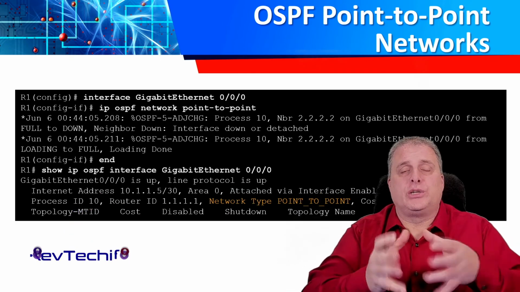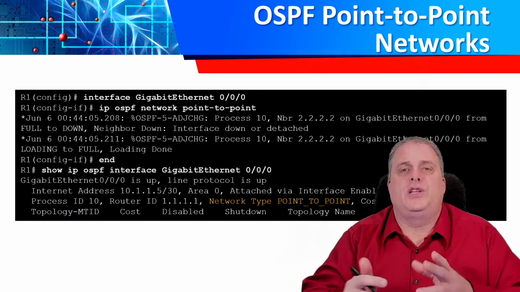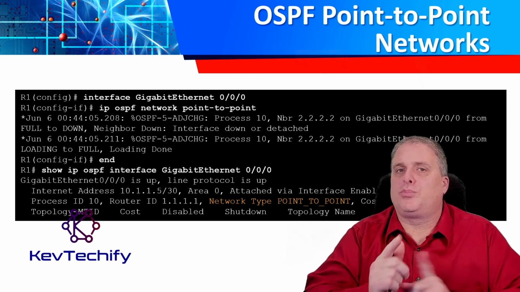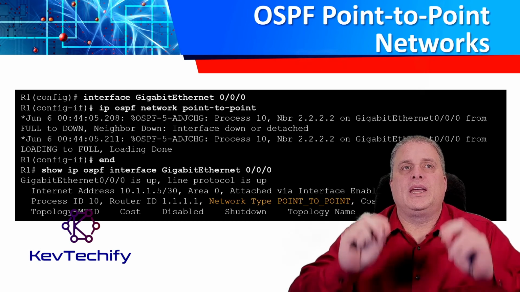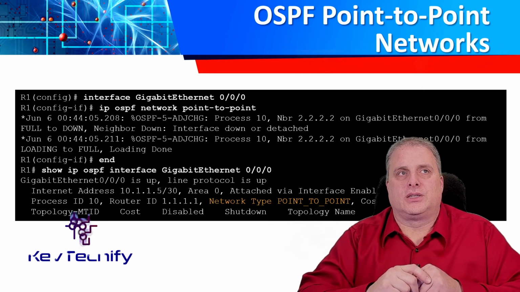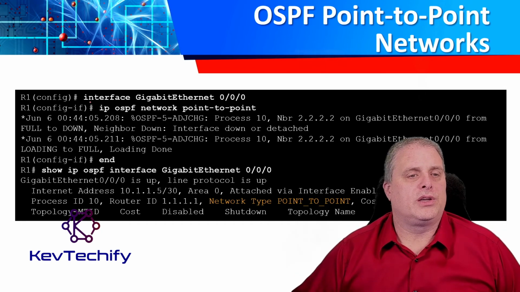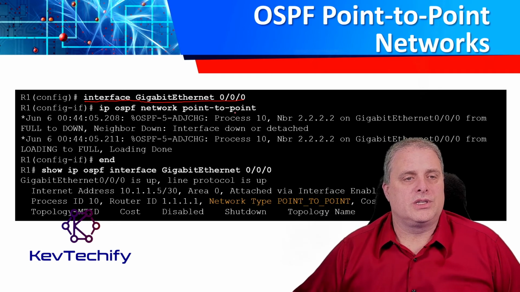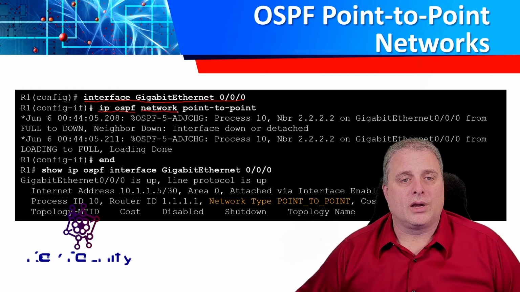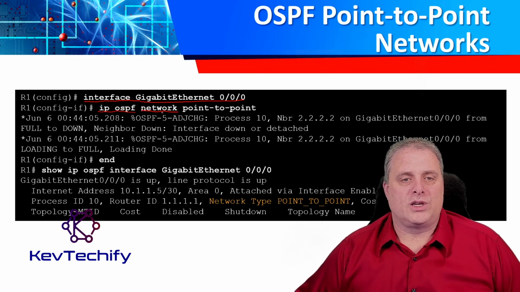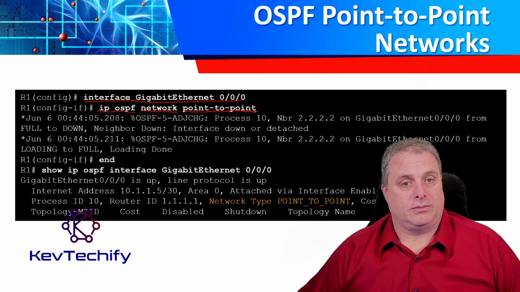To stop this election process on this point-to-point network where there's only ever going to be 2 devices, we don't have to have that election process happening. We can turn that interface, we can say this is a point-to-point connection. What we do is we go into the configuration of the interface. Here we go into interface gigabit Ethernet 0/0/0, and then we use the IP OSPF network command, and then we use the option to say that this port for an OSPF network is a point-to-point connection.